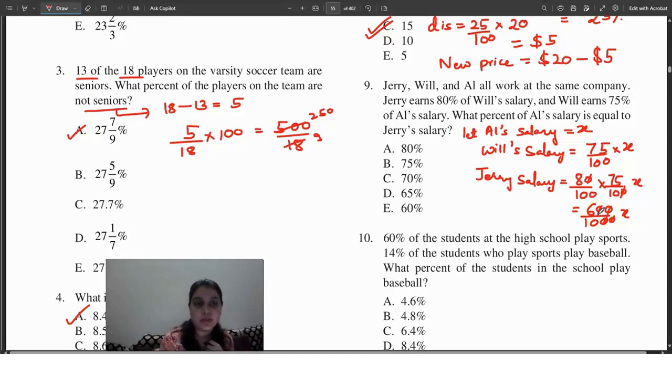Question is, what percent of A's salary is equal to J's salary? So that's coming directly 60 upon 100 X. So J's salary is 60% of A's salary. That should be the answer. 60%. This is the answer.